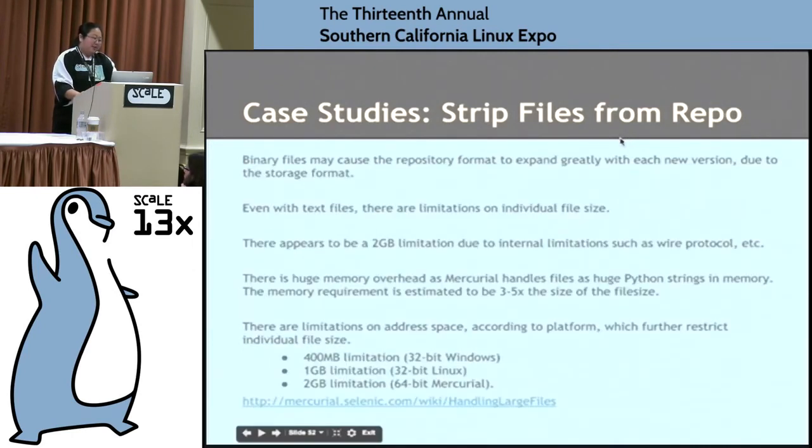But something that I learned during this experience, and this is a limitation of Mercurial, was that it's not just binary files that would cause a problem. If you have too big of a text file, because Mercurial handles files as Python strings in memory, you run into memory issues depending on which platform you're on. So these are the interesting things that you discover when you have to be an administrator.